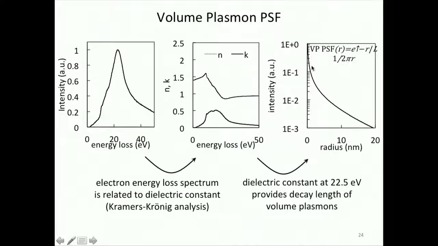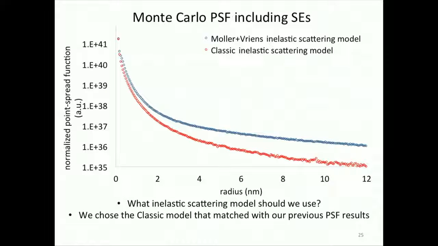And here I plot the intensity as a function of radius of how the volume plasmon dissipates energy inside the material. And I call this the volume plasmon PSF. In order to understand the effect of secondary electrons, we didn't directly measure the PSF of only secondary electrons. So we did the Monte Carlo modeling of the PSF, including secondary electrons.